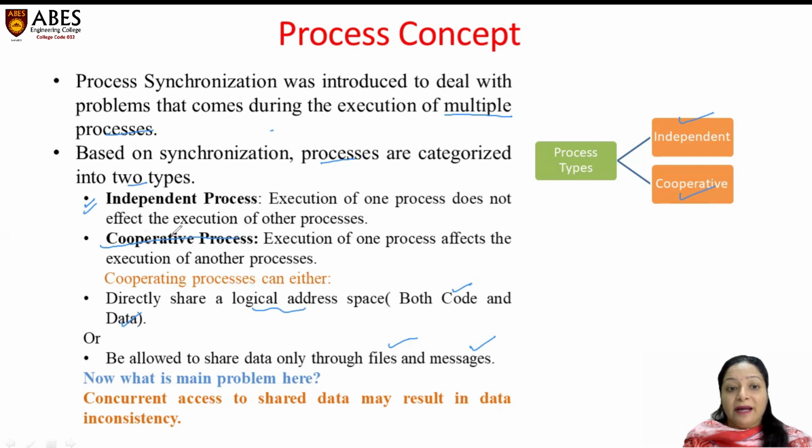Now with independent processes, there is no problem in execution because their execution is independent of each other. But the problem arises when we talk about cooperative processes. Now, what is the problem here? The problem is that whenever two cooperative processes concurrently access shared data, their execution may result in a problem called data inconsistency.